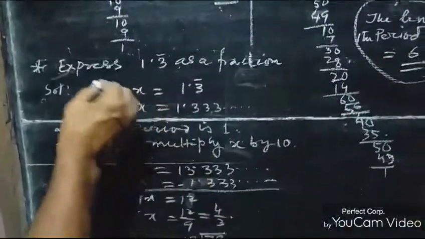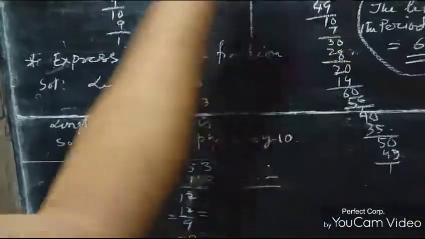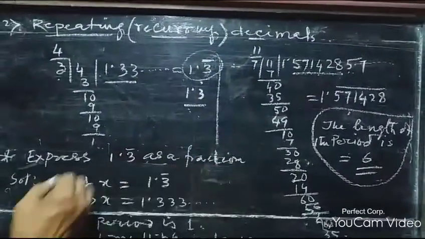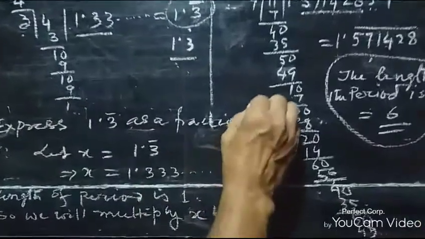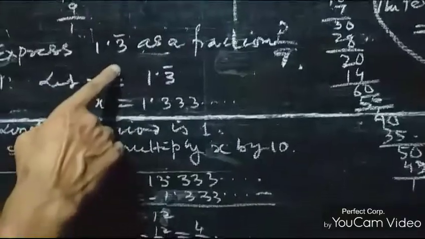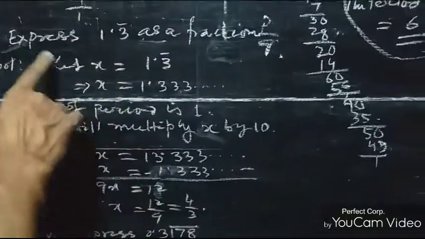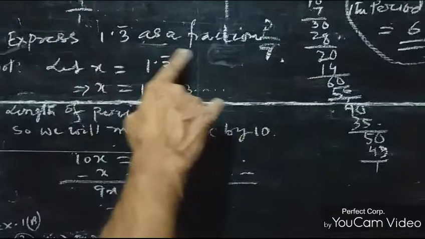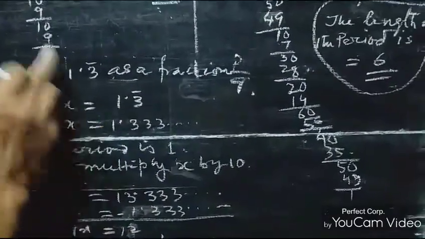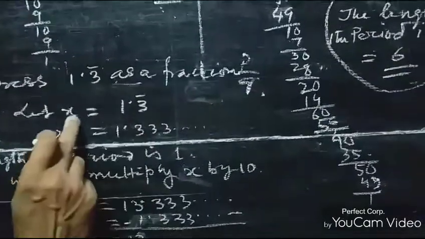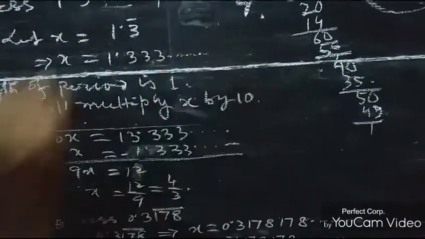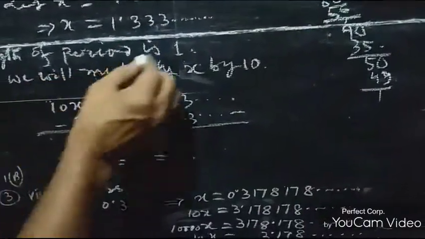Now, let us take it the other way. Suppose a recurring number is given and you have to find its fractional form, that is, p by q form. How can you do that? I am taking the same problem over here. Express 1.3 recurring as a fraction, that is, p by q form. Solution: let this number be x. So x is 1.3333, continuing up to infinity. The length of the period is 1.